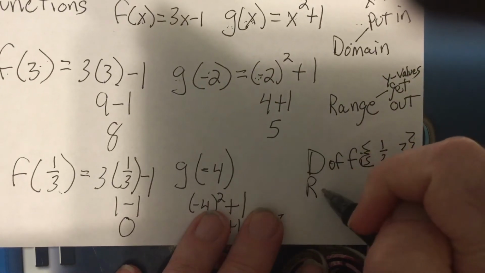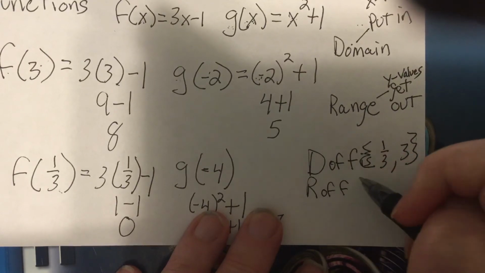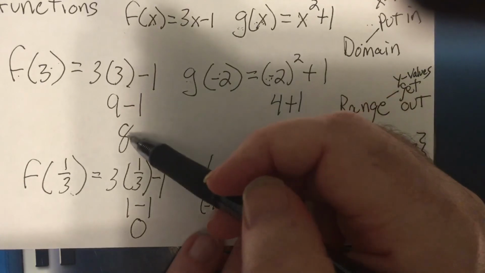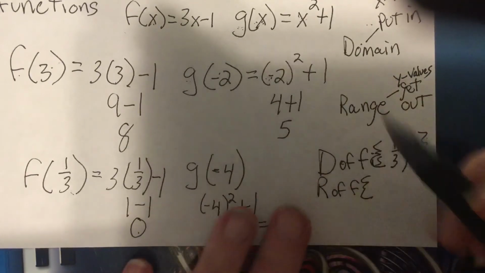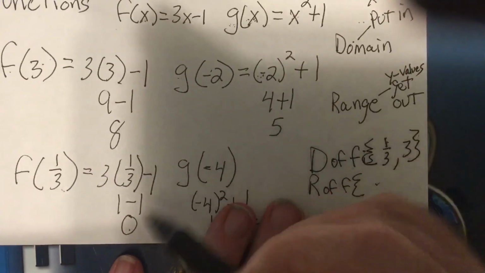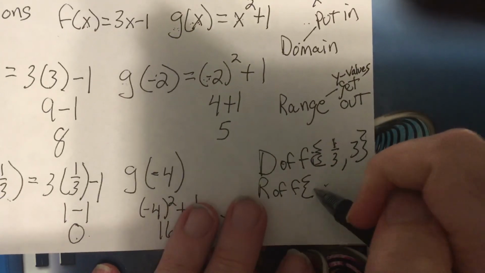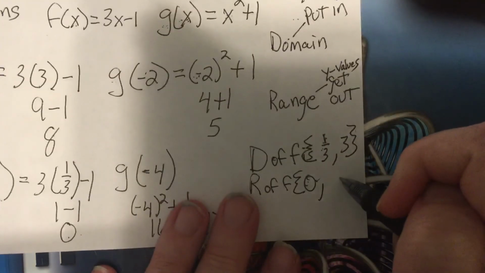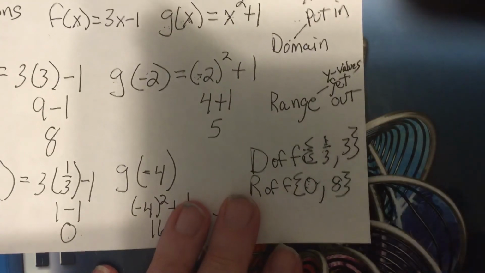So the range of f. What's the range? The range is the answers. So what answers did I get out? 0 and 8. And you don't have to line up the numbers. 1/3 goes with 0, but I don't have to put 0 first because of 1/3. I'm just doing it because you usually put it lowest to highest. Don't have to, but do.